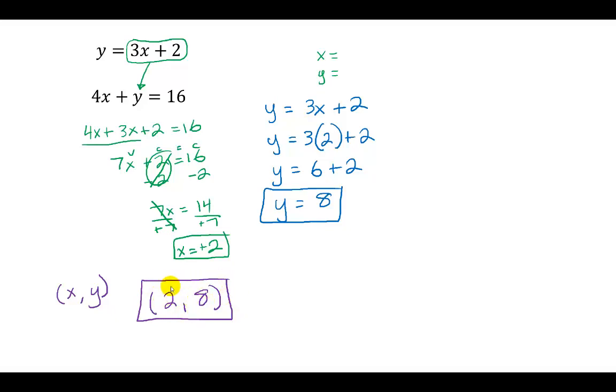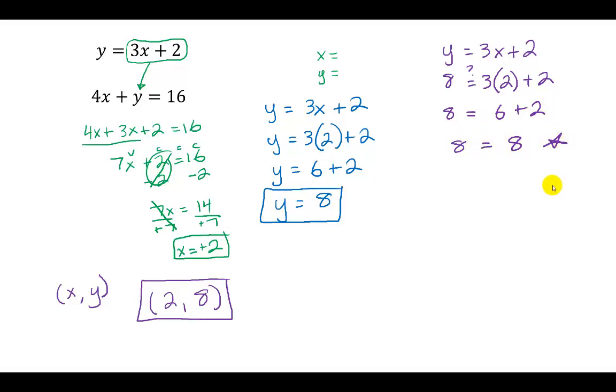Now to make sure that my answer, 2 comma 8, is correct, I need to verify in both equations. So starting off with the first equation, y equals 3x plus 2, I'm going to plug in 8 for y and 2 for x. So I need to determine, is this true? So does 8 equal 3 times 2 is 6, 6 plus 2, that makes 8. So does 8 equal 8? Yes, it does. I'm good with the first equation. I have verified that my answer works with the first equation.